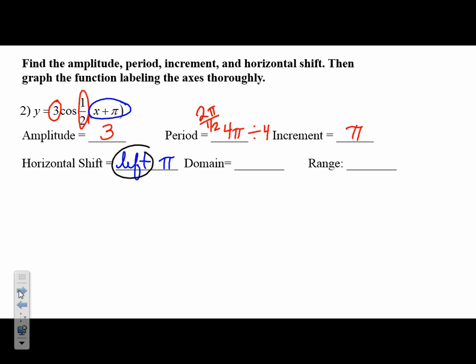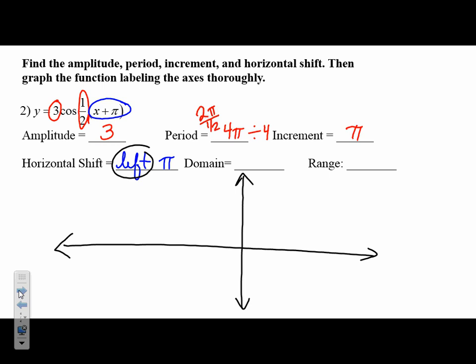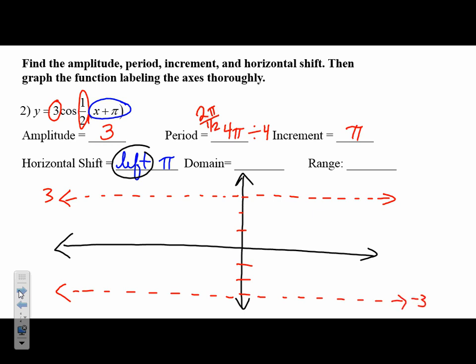Since we're shifting to the left, keep in mind that if you draw your x-axis, we're going to need more room on the left. So I'll make the left side a little bit larger than the right side. And we should draw in our amplitude. So my amplitude is 3. 1, 2, 3. And then 1, 2, 3 down. Okay, 3, -3. Make sure you label those. Okay, and now the midline again is right in between, and that's going to be my x-axis here. So that's going to be the middle of the wave.